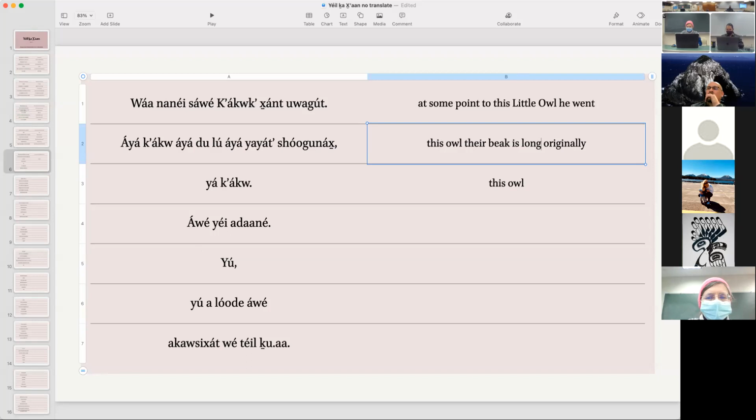As far as a translation process, I usually will go through and find the things and then I might rewrite this. So I might say, this owl, their beak originally was long. We see what Tlingit does sometimes in terms of moving from imperfective, but just in terms of the flexibility of time and how the verb modes work, it's really interesting. And you can mess around with that some more if you wanted to.